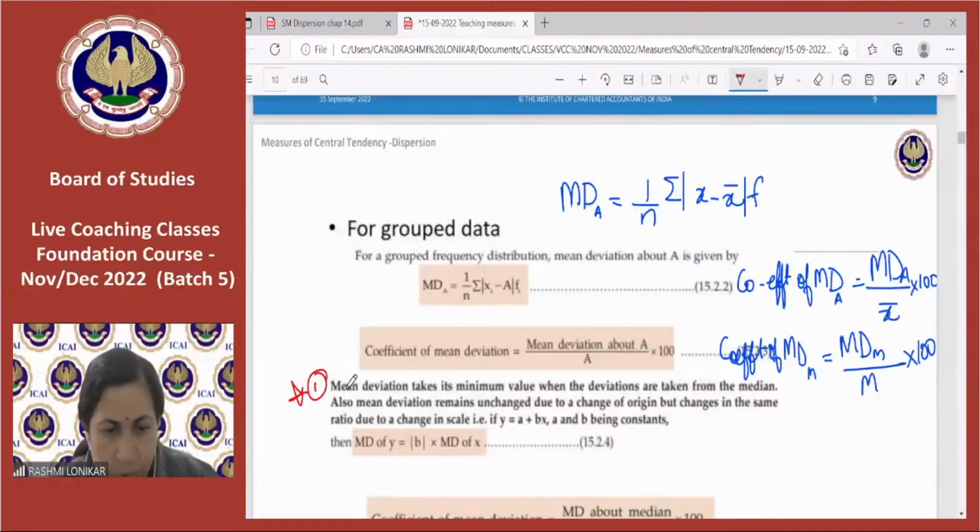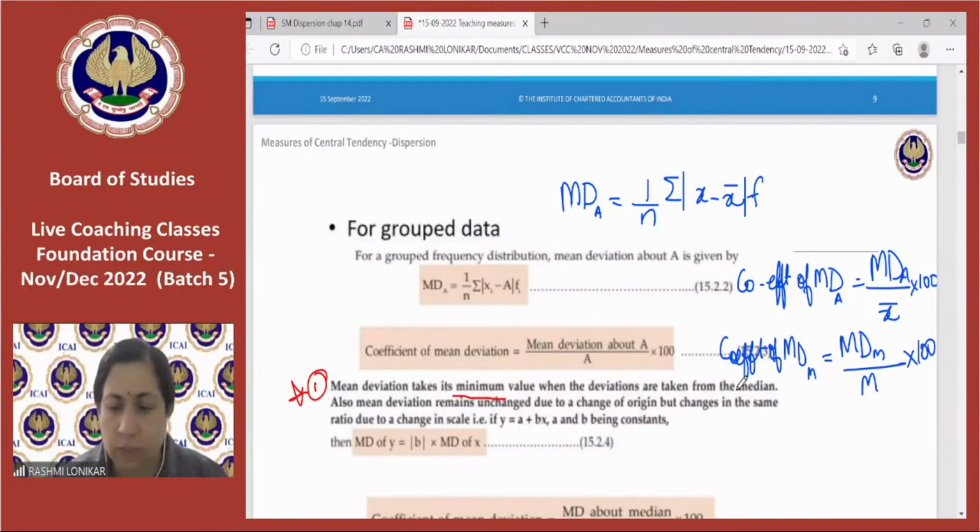Now again, the properties, very important. What does the first property say? Mean deviation takes its minimum value when the deviations are taken from the median. So this is a theory question. You do not have to go into how that happens or prove the theorem. You just need to know this property. Also, the second property is that mean deviation remains unchanged due to change of origin. But the third property is that it changes in the same ratio due to change in scale.